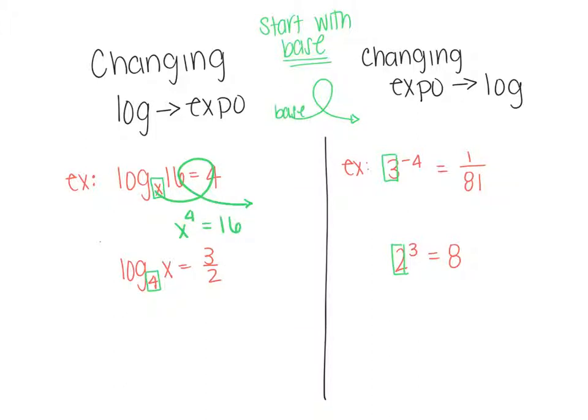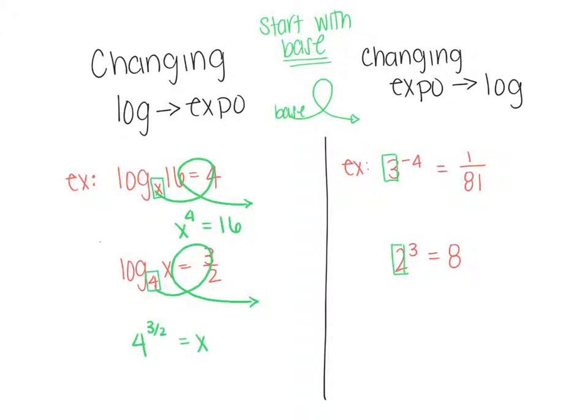Now it doesn't ask me to do anything with it. The directions in this first part just say to write an equivalent statement, so I'm not doing any solving. I'm just changing it from logs to exponents. Okay, the next one, log base 4 of x equals 3 over 2. Always start with the base, go through the 3 over 2, and then hit the x. So I have 4 to the 3 over 2 equals x.